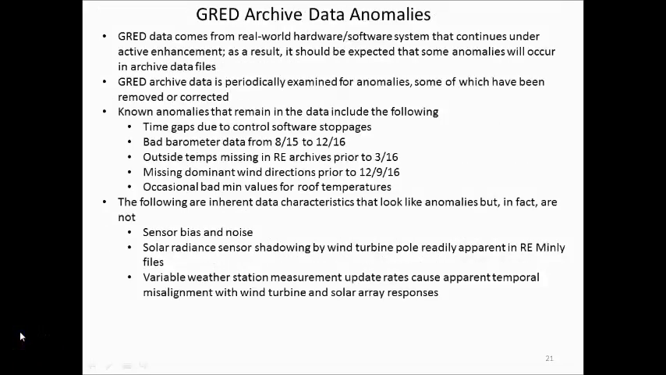Be aware, the GRED data is not perfect. I've uncovered a number of bad data records and removed them, but I'm sure I have not found them all. Some known anomalies are listed here. Some aspects of the data may look like anomalies, but in fact are just the artifacts of doing a real-world data collection. The example plots that I mentioned earlier will show some of the real anomalies and will also show some of the characteristics that appear to be anomalies, but in fact are not.